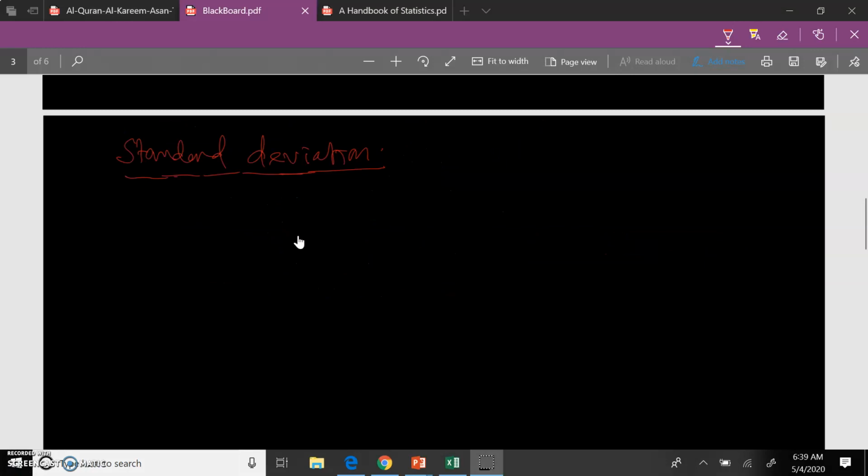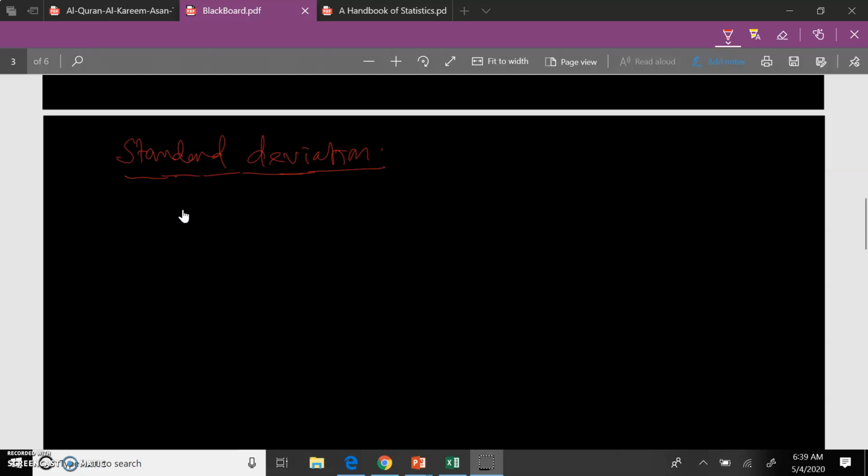So I told you that the range is not a preferred measure because only the maximum and the minimum value take part in the computation. The rest of the values don't take part in the computation. So if range is not a preferred measure, then what is the preferred measure? The preferred measure is the standard deviation, right? What is the standard deviation? I will explain this now.